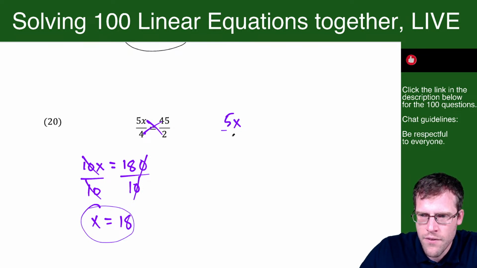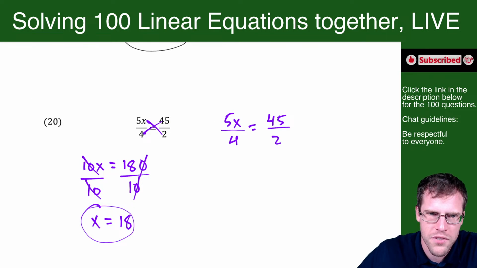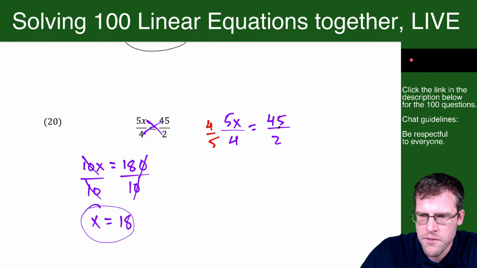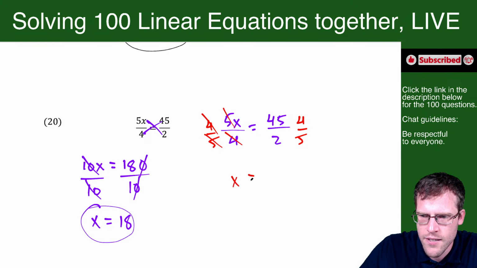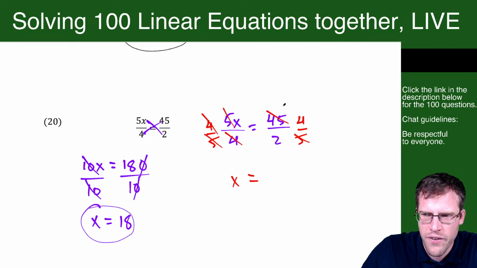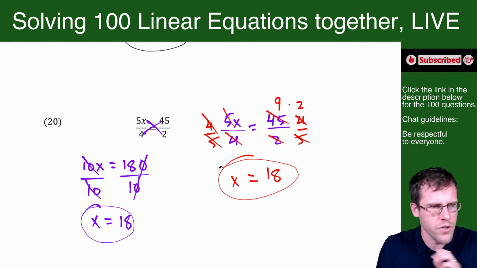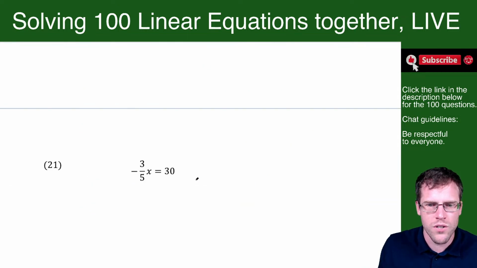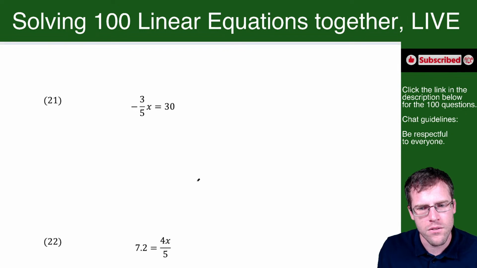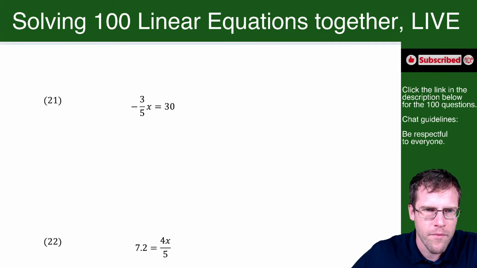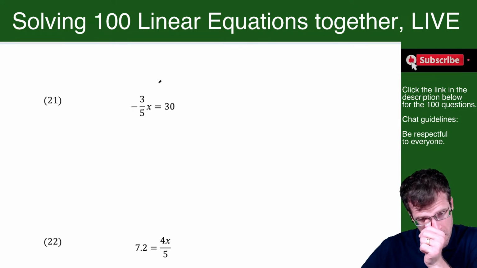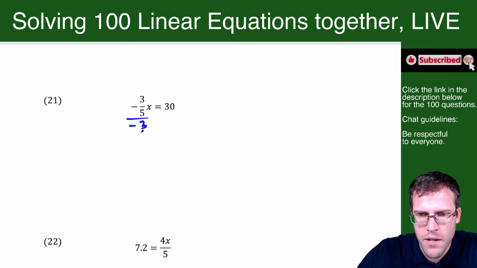Another way, 5x over 4 equals 45 over 2, would be to multiply both sides by the reciprocal. So you could do times 4/5 on both sides. And then 4 over 4, 5 over 5 cancels, and x equals, and now cross cancel, 45 divided by 5 is 9, and 4 divided by 2 is 2, and then 9 times 2 is also 18. Okay, so either way, you get 18, but it's up to you to decide which one you think is easier. All right, so now, more situations like this. So here, just divide both sides by negative 3/5.